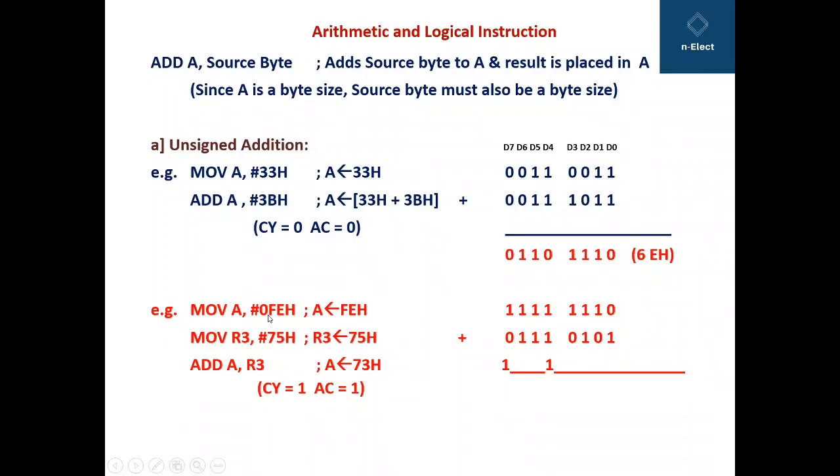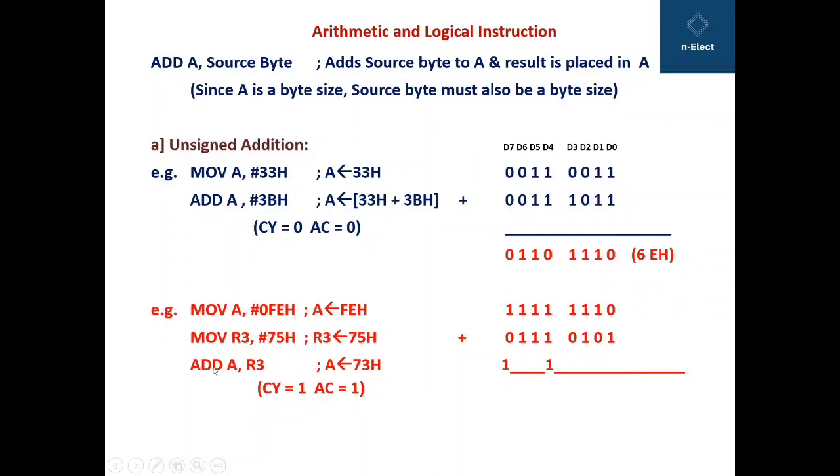Moving on to another example, MOV A, #0FEH. This will move FEH data into accumulator. Here 0 shows that FE is a hexadecimal number, and hash shows that the number following it is data. So FE is a hexadecimal number which is moved to accumulator through this instruction. FE is written like this in 8-bit. Then MOV R3, #75H. So here data 75H will be moved to R3. So first data moved to accumulator, second data moved to R3.